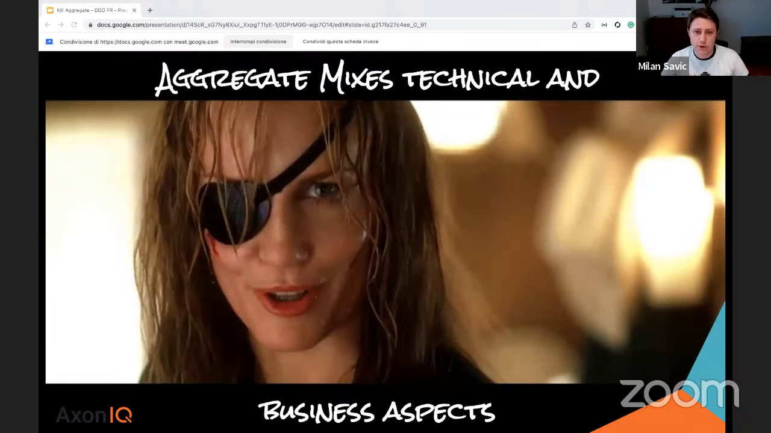And now we are in front of the second villain, and that is that the aggregate mixes technical and business aspects. Usually in our heads, we have a mental model of a business domain. And we also need to model our invariants, our business rules. That's what aggregates tell us to do, right? Sometimes those two match, sometimes they do not match, because, for example, we can have certain rules that span across several business concepts. And in those cases, we just try to fit it, and maybe it does not fit very well.